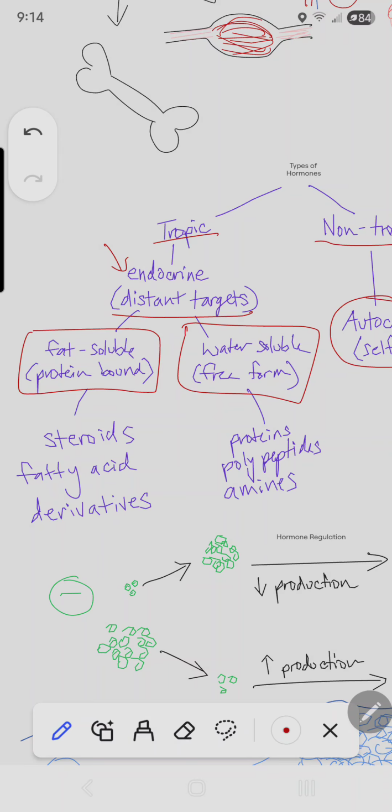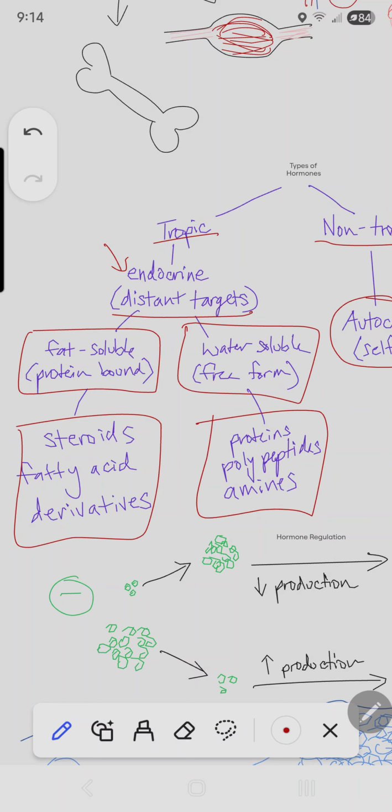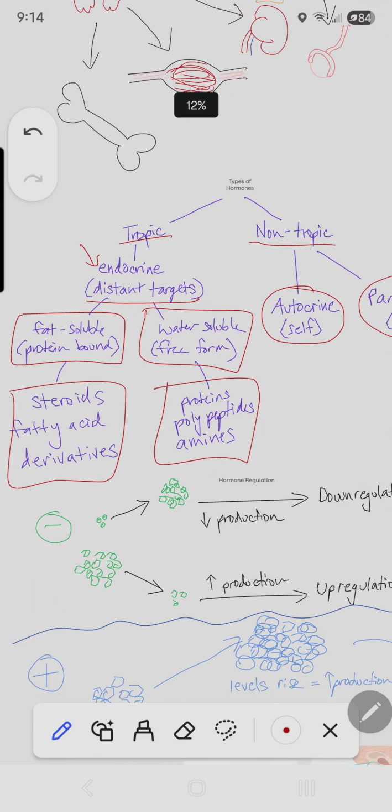So fat-soluble hormones are bound proteins. These must be unbound before affecting a target cell. These are going to be things like steroids and fatty acid derivatives. Water-soluble hormones are in their free form, and those can directly bind to the target cell. These are going to be things like proteins, polypeptides, and amines.